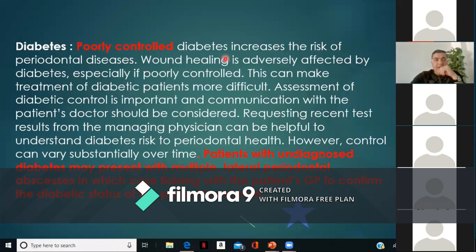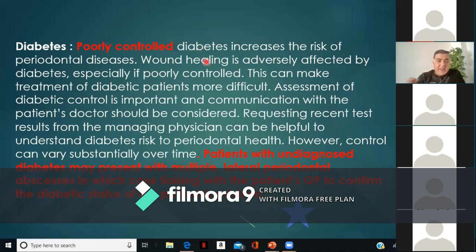So again, it is not the diabetes itself, but whether it is controlled or not. This is the problem, and we will see why and how diabetes is affecting. So you need to know how to assess the patient, and you need to know how to liaise with the patient's GP.